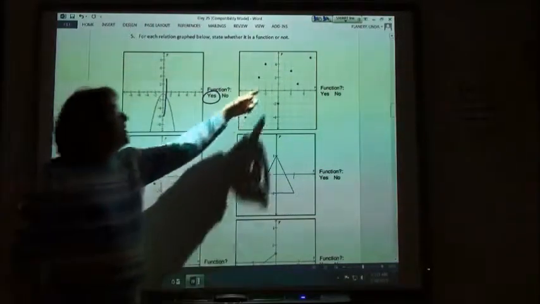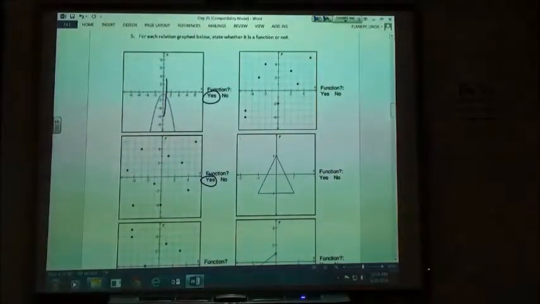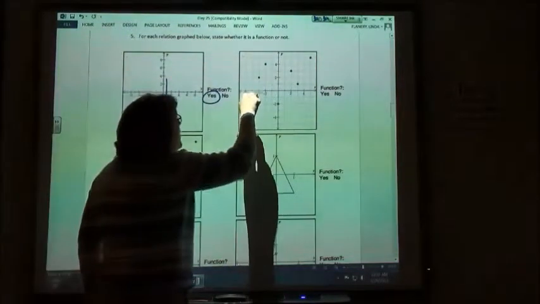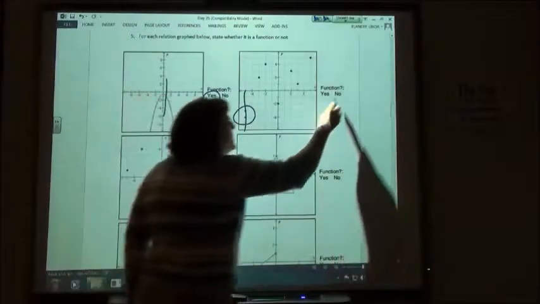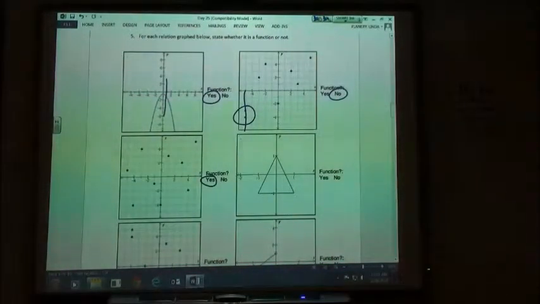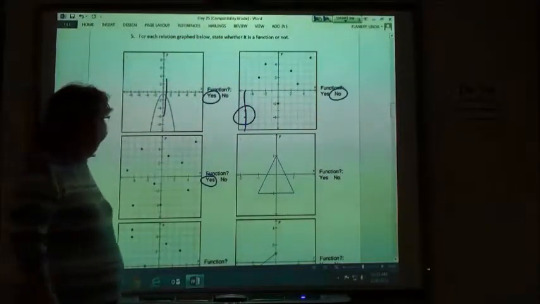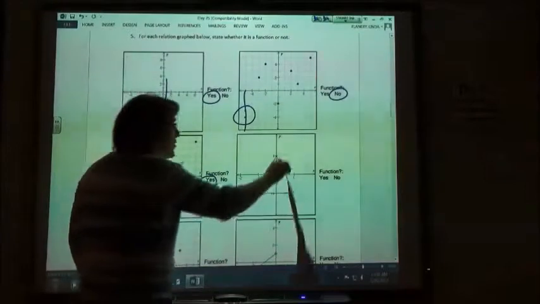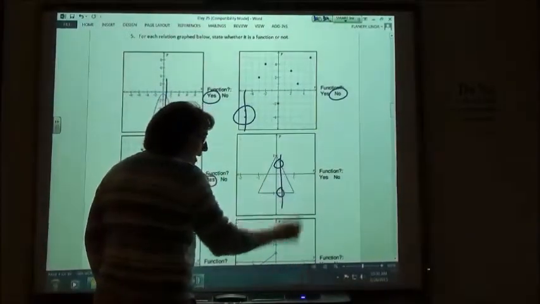How about if we go over to this one on the right? Is that one a function? No, it's not a function, because if I drew my line right here, I'm touching 2 places. So it's not a function. How about the triangle? No, because if I drew a line, it touches 2 places again, right?